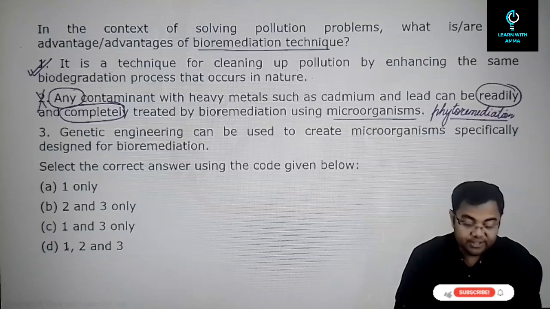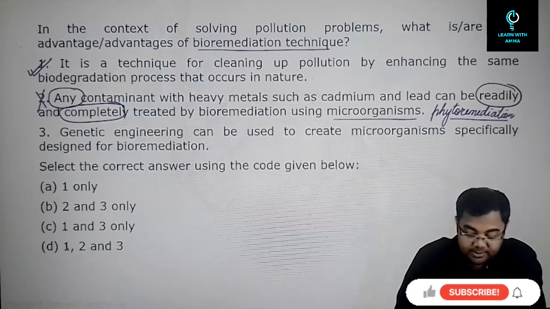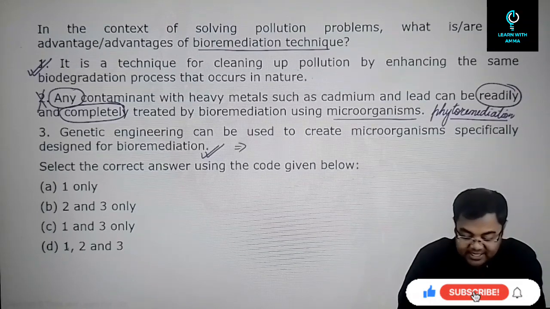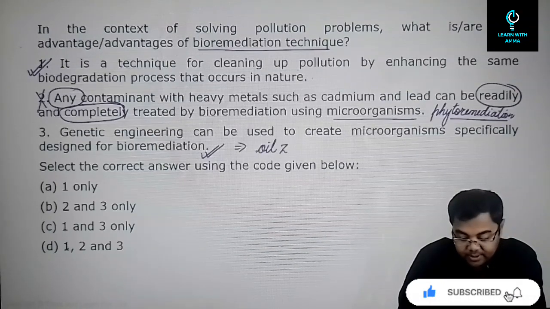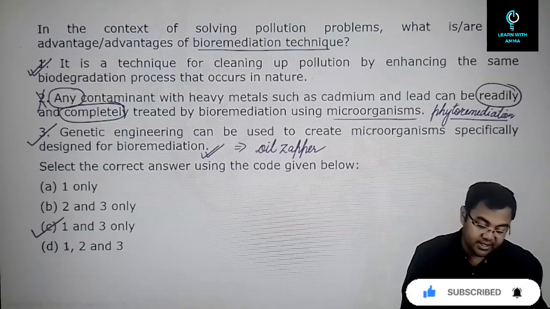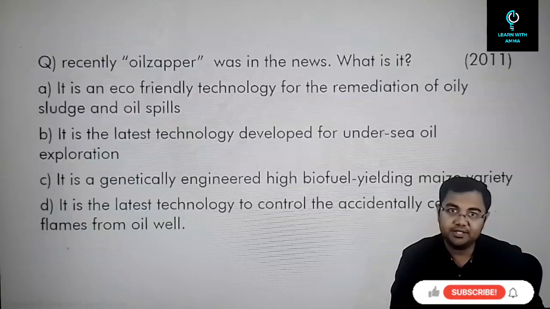Statement number 3, genetic engineering can be used to create microorganisms specifically designed for bioremediation. This is correct, and this is precisely what we are doing with the example of oil zapper. So 3 is also correct. So the correct answer here will be C, that is 1 and 3 only.